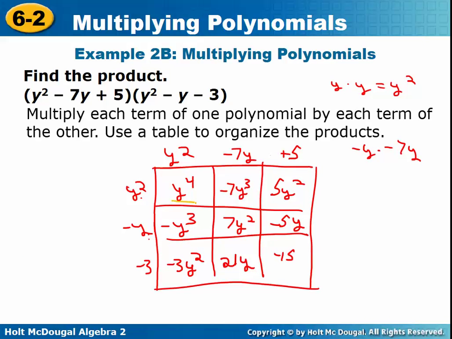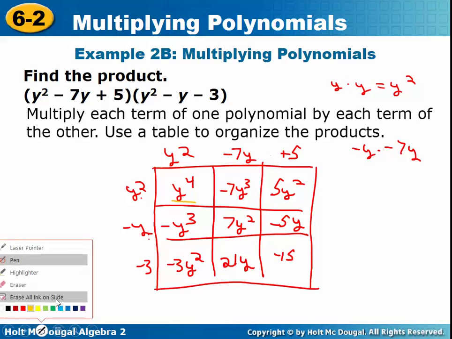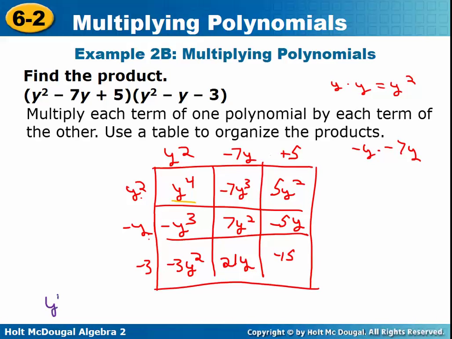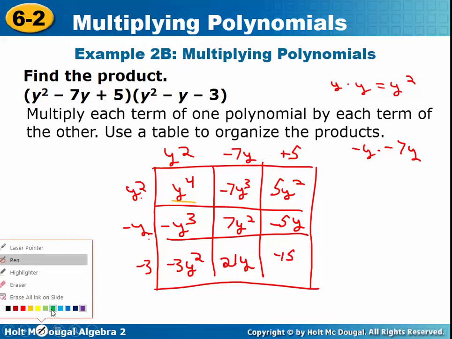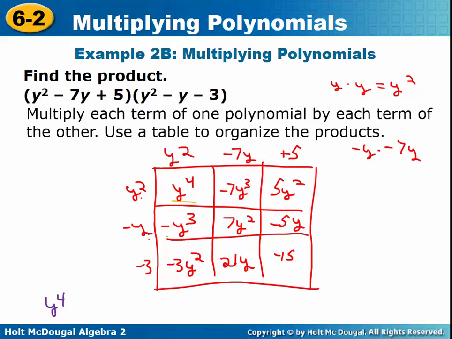There's only one y to the 4th. That one's done. I can write that one down. Y to the 4th will be part of my answer. Go back and find some more like terms. All right, there is this y cubed and this y cubed. They're going to be in the same diagonal. So I have negative 1y cubed minus 7y cubed. That's negative 8y cubed.